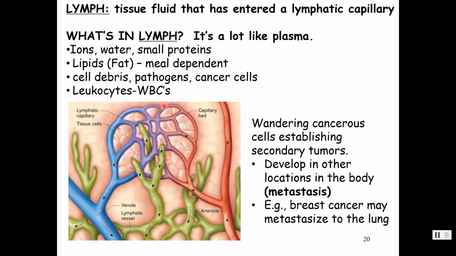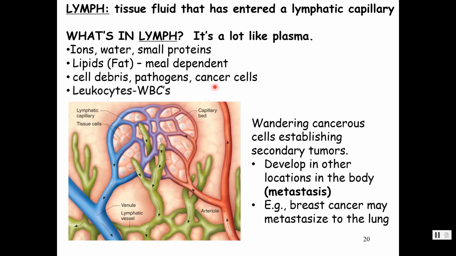All right, so once that fluid gets picked up by those lymphatic capillaries, that's when it's called lymph. So what is it? It's a lot like plasma. So it's going to be mostly water. It's going to have ions, some small proteins. We know the lacteals in the small intestine are going to pick up fat, so that's meal dependent. Also, since these little mini flaps open up so big, we're going to get cellular debris. It can pick up virus particles. It can pick up bacteria, so any sort of pathogens that are out there in the tissue fluid.